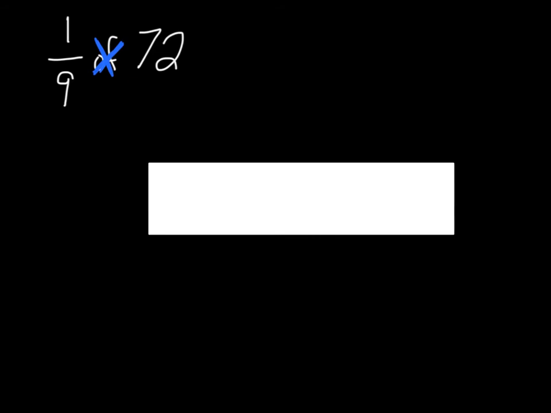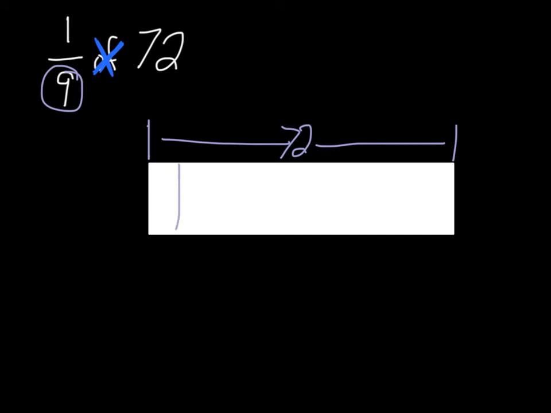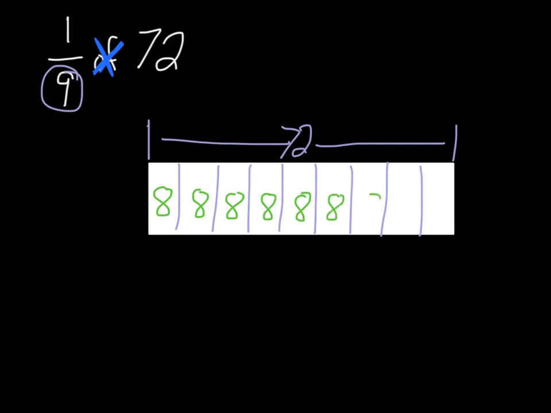All right, so we want 1/9 of 72. So 72 is our whole amount. So that represents the entire bar. I want to find 1/9. So that denominator of 9 tells me I need to chop it up into 9 pieces. And we do it as evenly as we can, not too bad. 72 divided by 9 gives me 8. So that means each one of these pieces is equal to 8. If I were to add together all 9 of these 8s, I would get 72 as my answer. So I know I broke it up correctly.